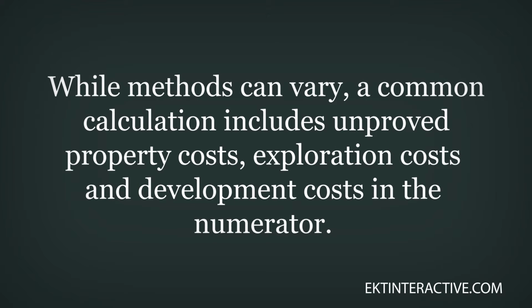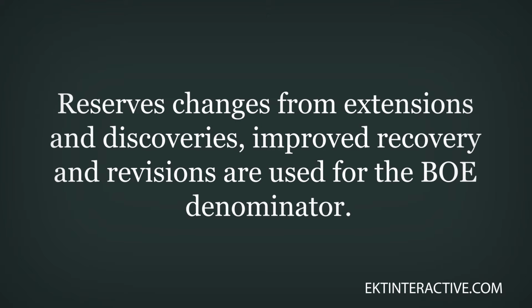While methods can vary, a common calculation includes unproved property costs, exploration costs, and development costs in the numerator. Reserves changes from extensions and discoveries, improved recovery and revisions are used for the BOE denominator.